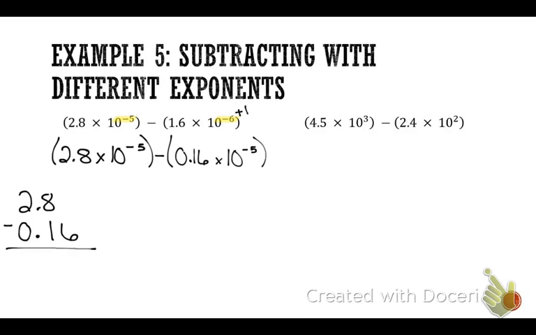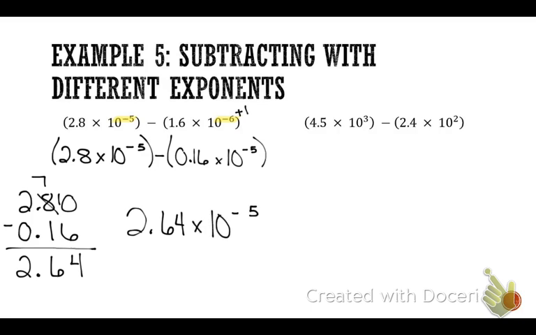0.16. This goes way back to our decimal rules. What do I need to make sure is in my number before I subtract? A zero placeholder. I don't just bring down that 6. That means 0 minus 6, and then I have to borrow. 10 minus 6 is 4. 7 minus 1 is 6. 2 minus 0 is 2. 2.64 times 10 to the negative fifth power. Remember, in adding and subtraction, I bring down my common exponent.